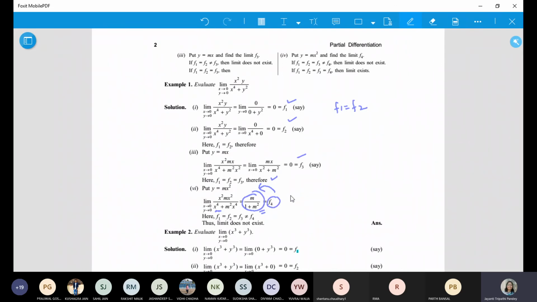Do you understand this? Yes, ma'am. So here, though f1 was equal to f2 was equal to f3, it is not equal to f4. Hence, the limit does not exist. All right?